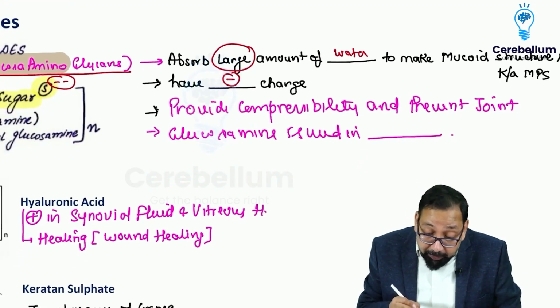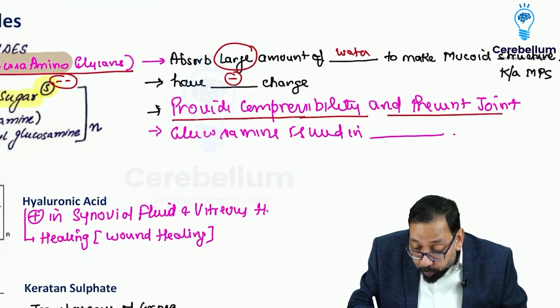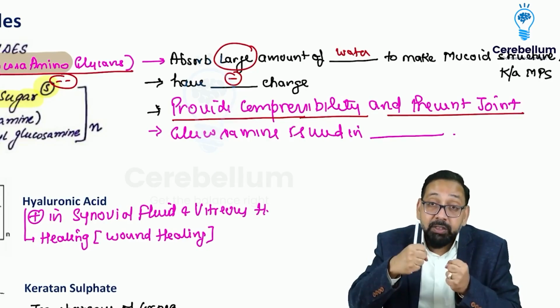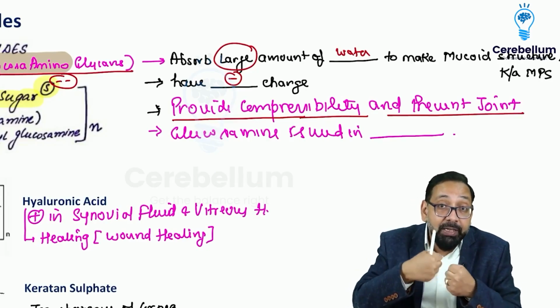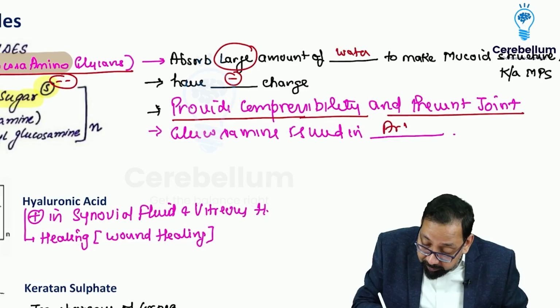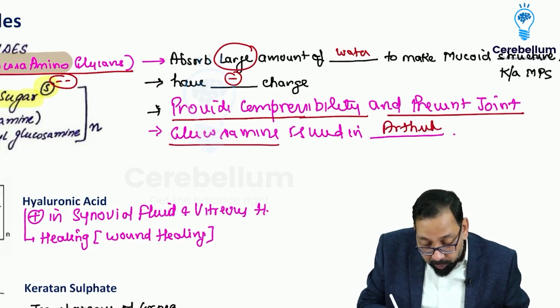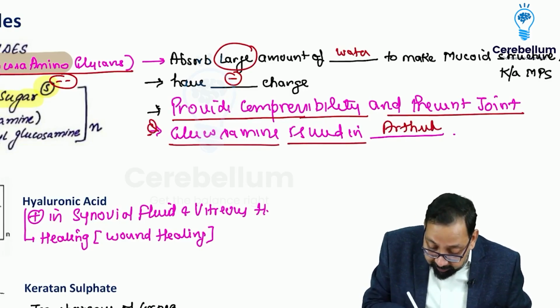And we found that they provide compressibility and protect the joint. When negative charge is there, they repel each other. That's why joints are not damaged. And this is the reason in arthritis we give glucosamine. So glucosamine is used in arthritis. Recently asked question.